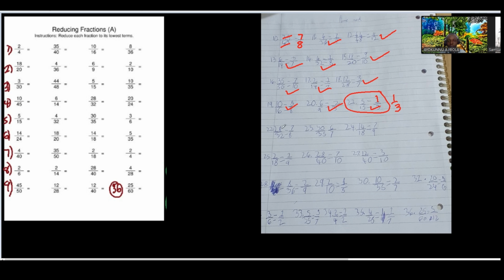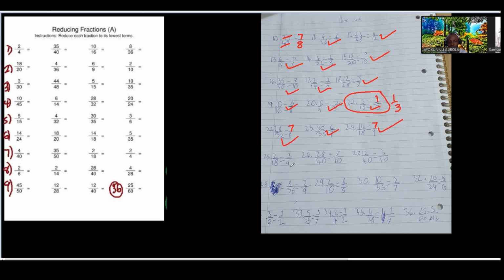So then the next one, we have 28 over 32. That's 4 in 28, that is 7, and 4 in 32, that's 8. That's correct. Then we have 30 over 35, that is 6 over 7. That's correct if we use 5 to divide it. Then we have 14 over 18, 2 divides them, that is 7 over 9. That's also correct.